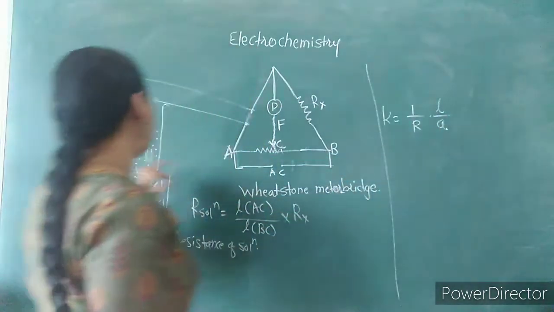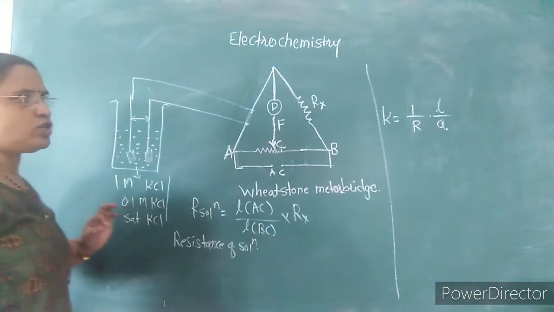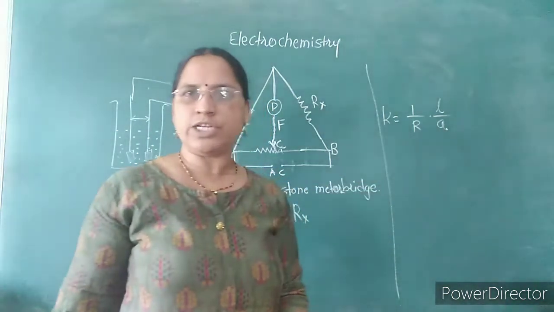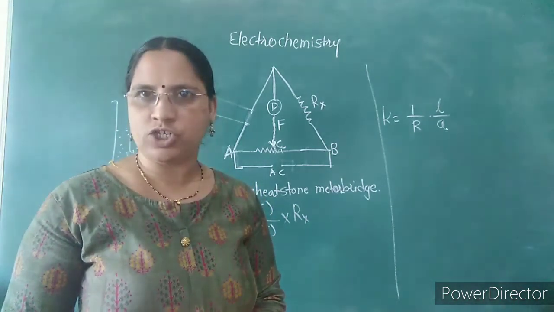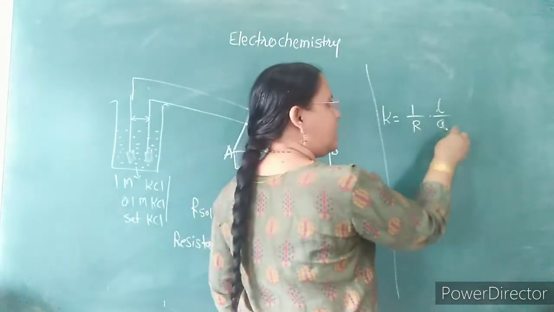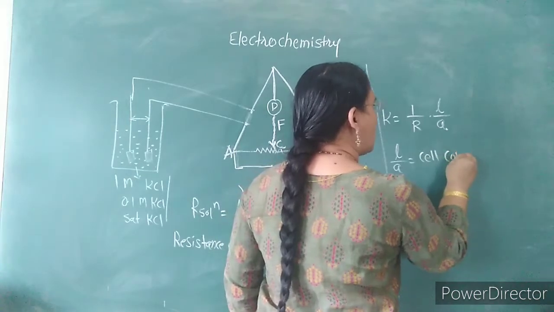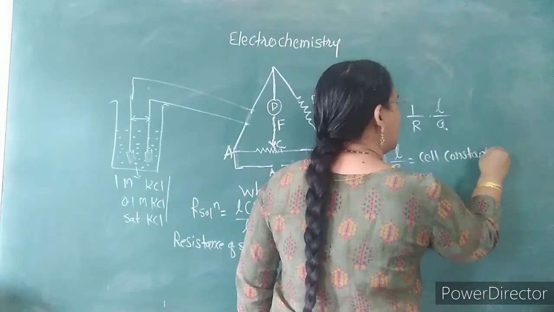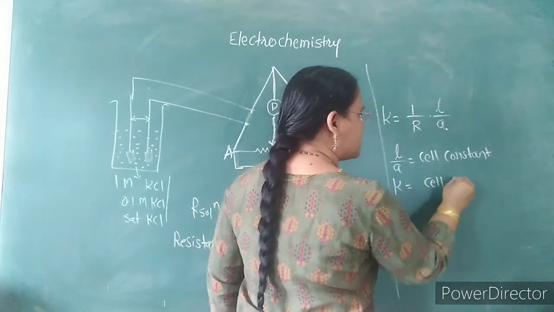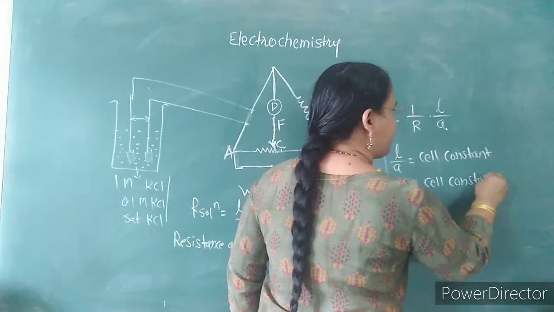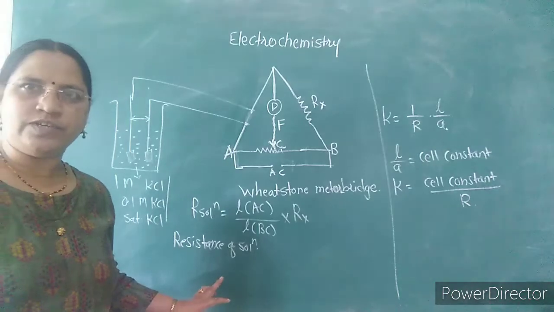What is L? L is the distance of separation of the two electrodes, and A is the cross-sectional area of the electrode. So the ratio of the distance of separation of electrodes and the cross-sectional area of electrodes, this L upon A, is called the cell constant. So what will we get? K is equal to L upon A, which is nothing but the cell constant, upon R, the resistance of the solution, which is unknown.